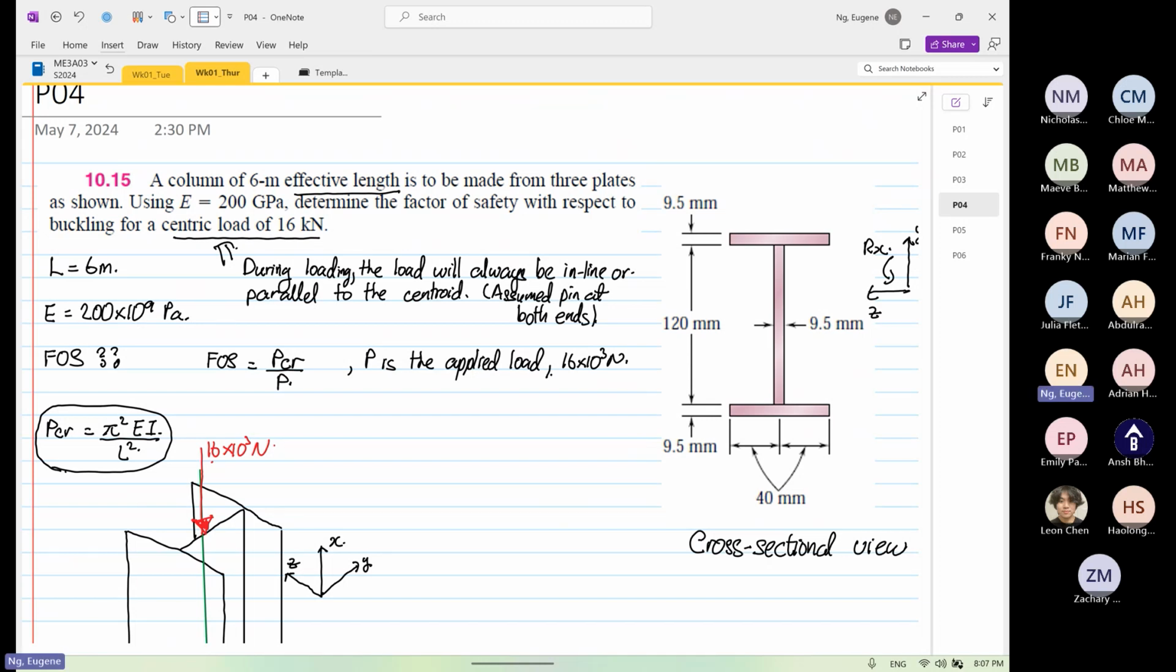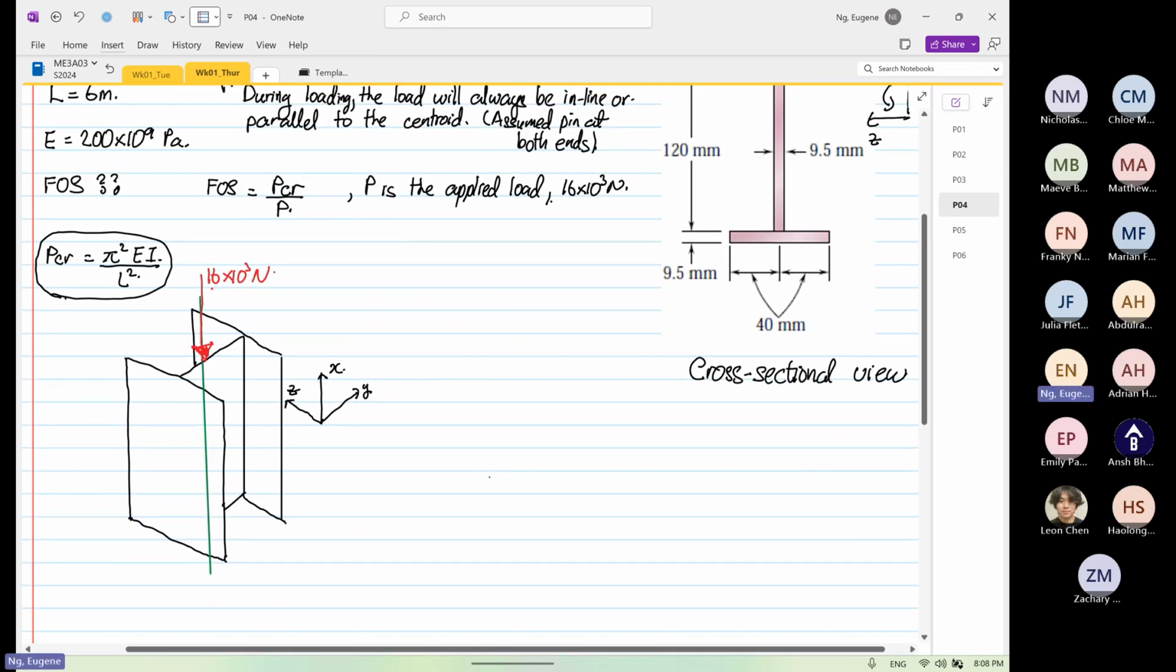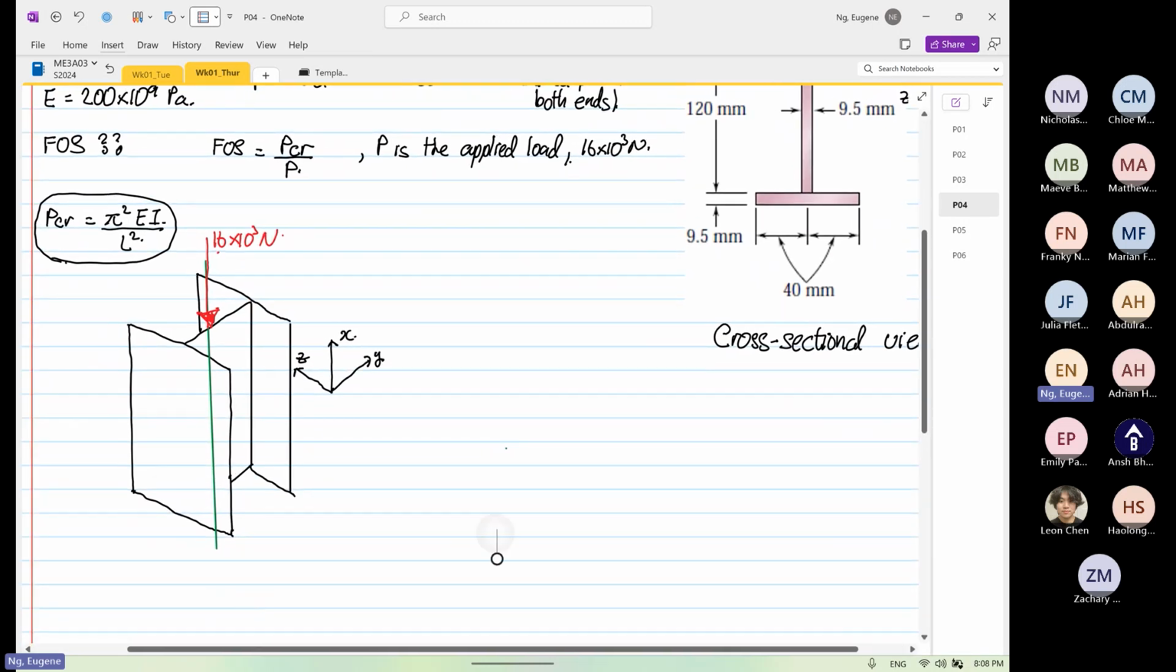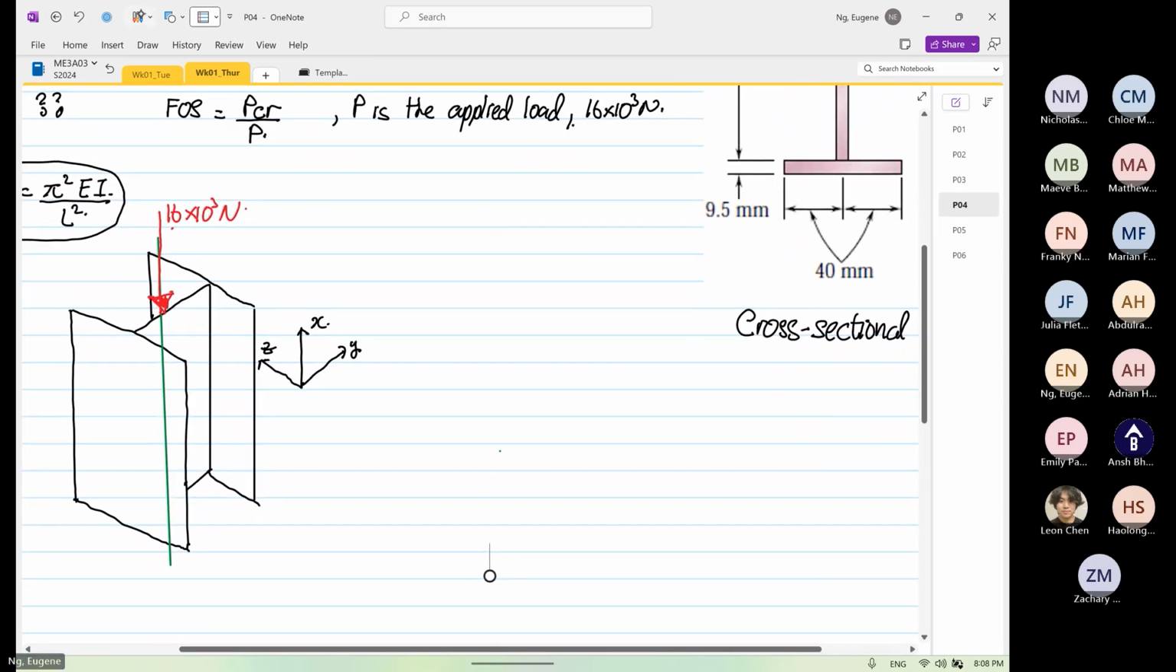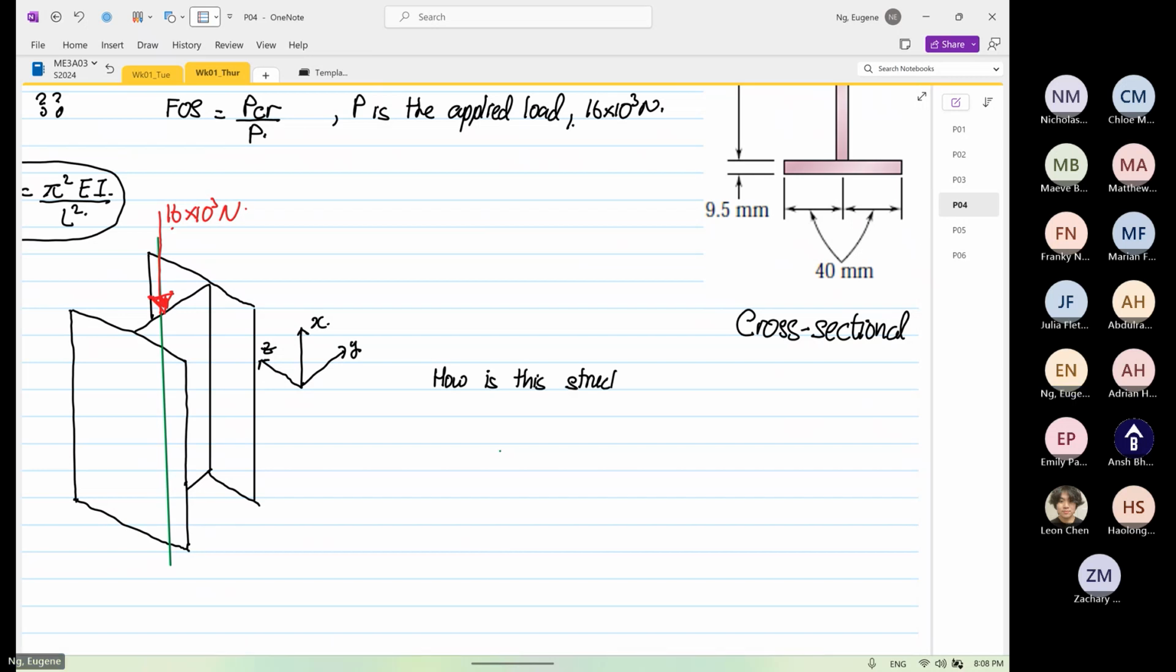Okay, so we are going to see what the possibilities are. We are going to find out how this structure is going to buckle. Okay, this is important. So the first thing that I would like to do is look at buckling about two planes. Some of you may say, what do you mean by buckling? So we are going to look at buckling.